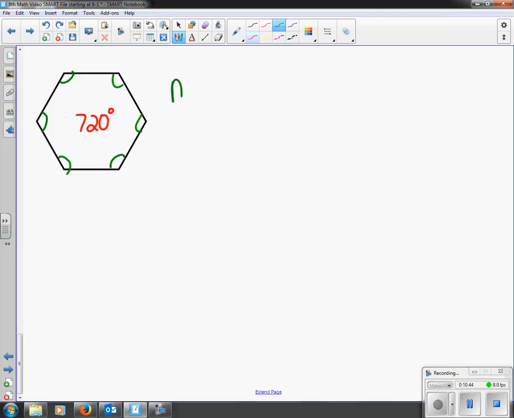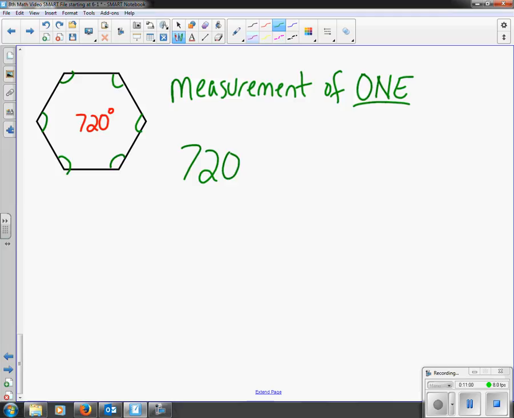Okay, but what's the measurement of one angle? What's the measurement of one of the angles? Okay, so we're going to take 720 degrees and divide it by how many angles? 6. We're going to divide it by 6 because there are 6 angles and we want to know how much it is for one. So 6 on the side, this is the math I don't need to see.